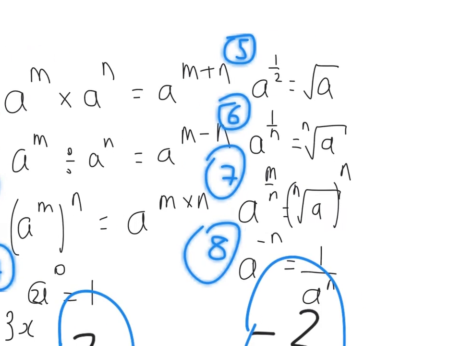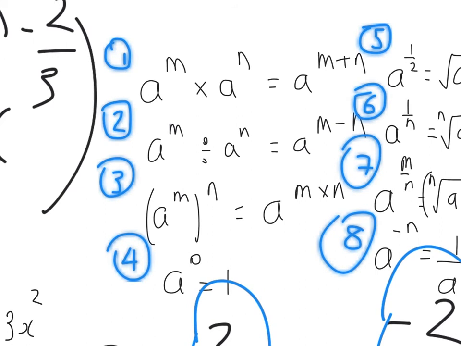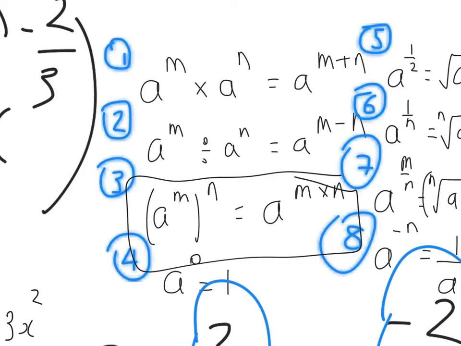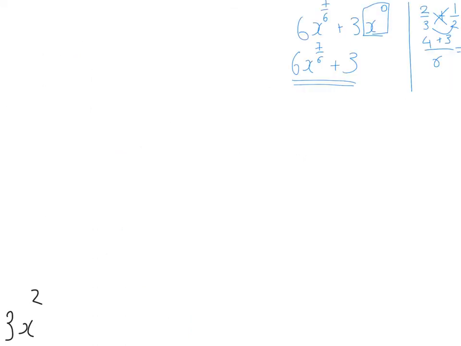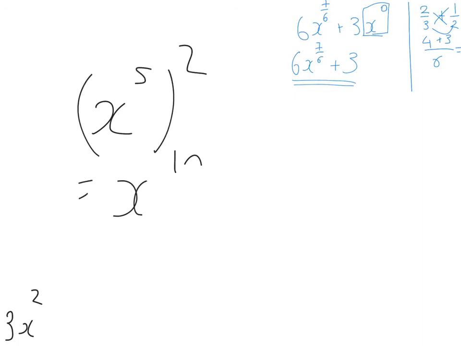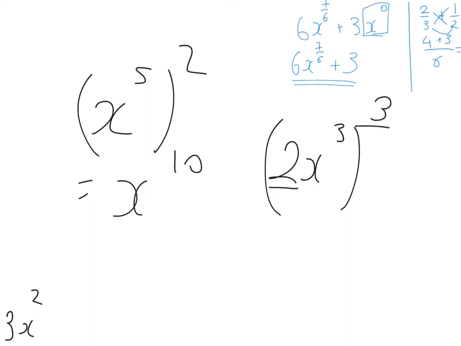I'm now going to use law 3. A to the power m brought to the power n is a to the power m times n. So x to the 5 brought to the power 2, and that will be x to the 10. Next one, 2x cubed, all brought to the power 3. Well, 2 cubed, be careful, that's not 6. 2 cubed is definitely 8, 2 times 2 times 2. But we multiplied together the powers, and that's 8x to the 9.